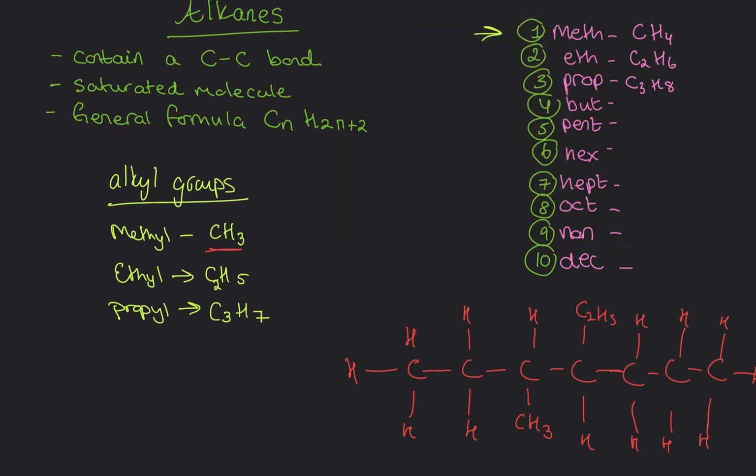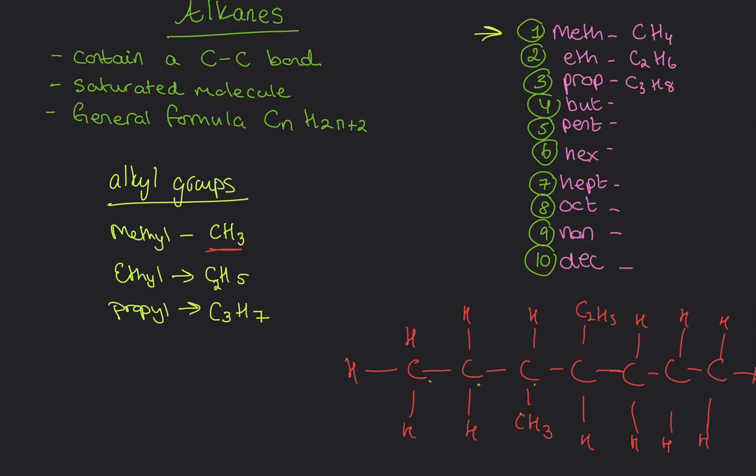Okay. So now let's number them. So the side groups have to take the smallest number possible. Okay, so let's find out our carbons. So we have 1, 2, 3. It could go down that way. So that's 4. So that's quite a small backbone. So it's probably not going to be that.